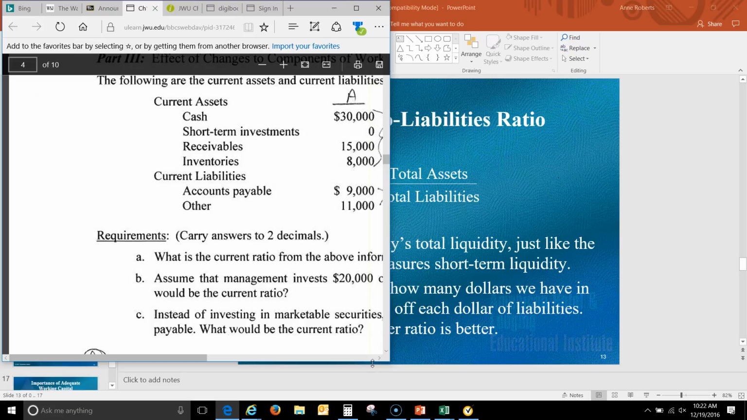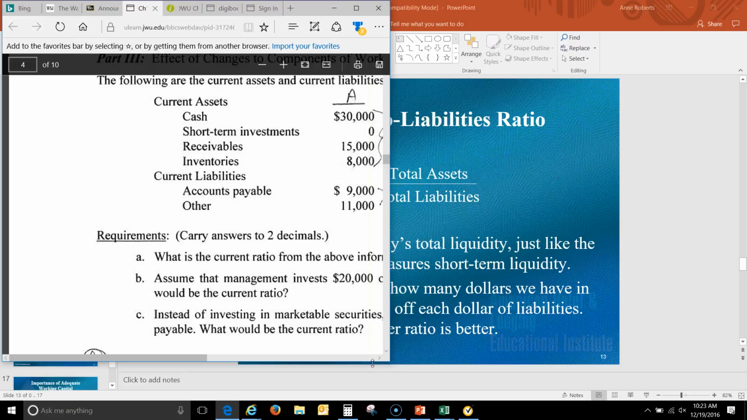Two-parter. So when they're asking for the current ratio from the above information, remember current ratio is current assets over current liabilities, right? So we have to total up our current assets, total up our current liabilities. So you need to remember which ones do I include, which ones do I not include for your totals, okay? Because here you would include all of those, but what if it says what is the quick ratio? Then the inventory has to go, right? Okay. So just be careful there, depending on which one it asks for.